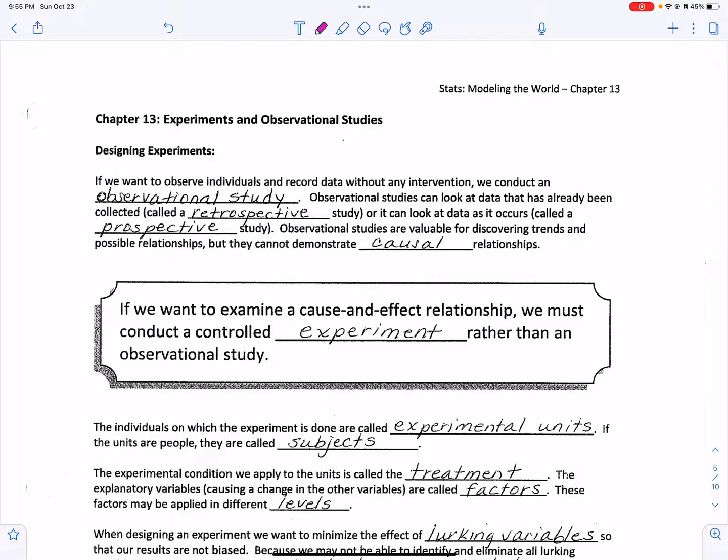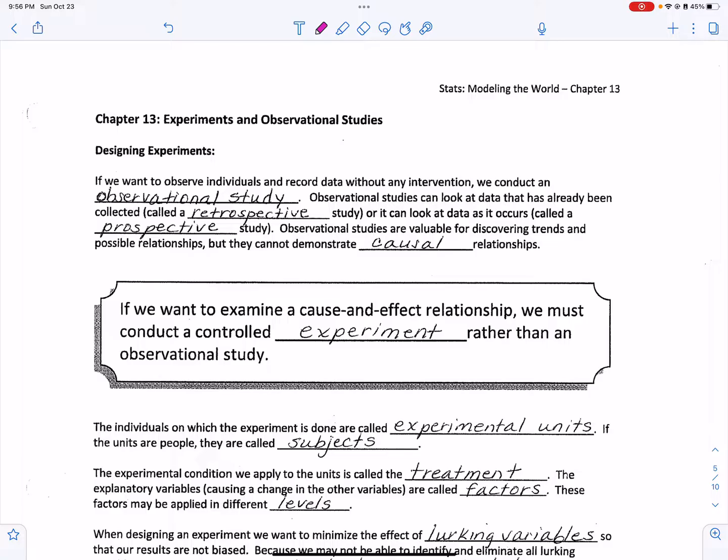All right, if you're flipping your packet to the notes, I'm just going to go quickly over the notes for you. You have these notes, and you can read through them yourself, but I will go through them with you as quickly as possible, and you can fill them in. If we want to observe individuals and record data without any intervention, we are doing an observational study.